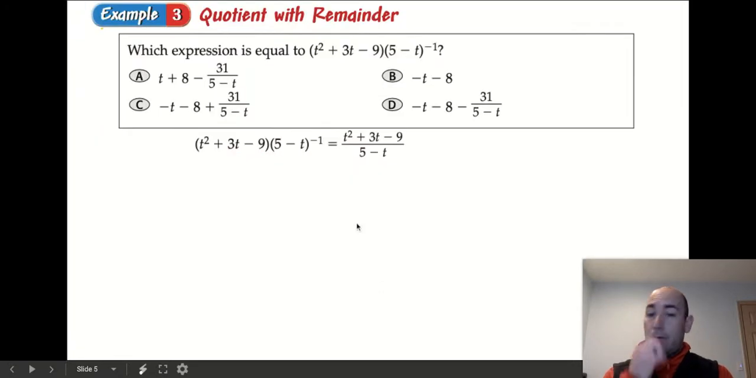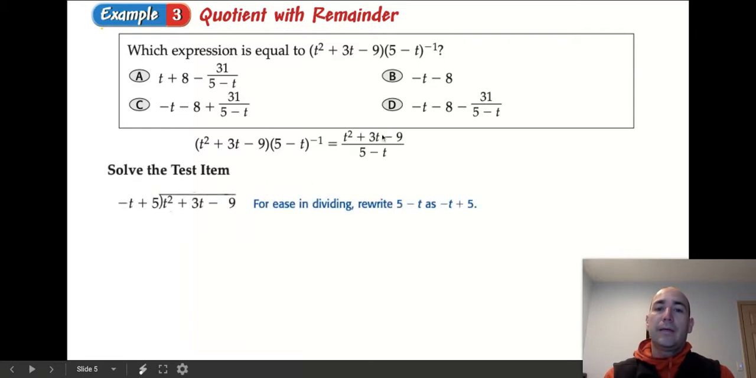So I'm going to go ahead and use my division algorithm here to help me solve this problem. So again, I'm going to do this polynomial divided by this binomial. I just rewrote it with the variables out front, which makes it a little bit easier as we go through this process. 5 minus t is equivalent to negative t plus 5. So again, what times negative t gives me t squared? Well, that's going to be negative t, right? Negative t times negative t is positive t squared. Negative t times 5 is negative 5t.